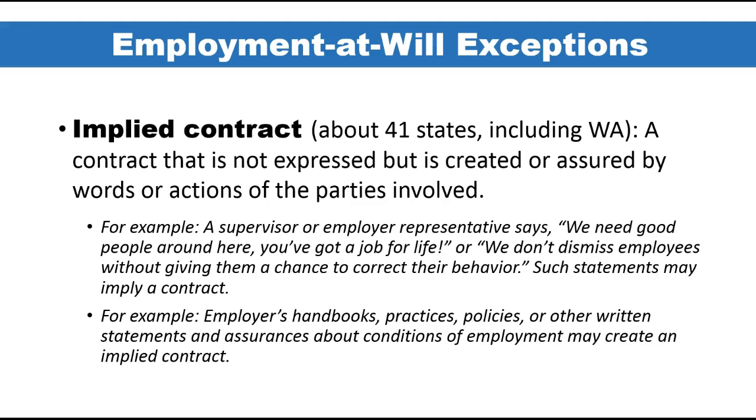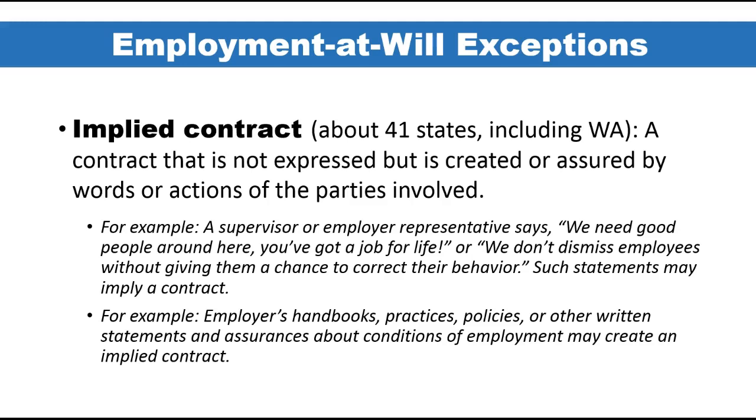About 41 states, including Washington, recognize this exception. And this is where a contract that is not expressed is created or assured by words or actions of the parties involved. So it's not actually written in the contract that a particular job is protected for particular reasons, or that an employee has certain contractual rights, but it is suggested and created by certain assurances.